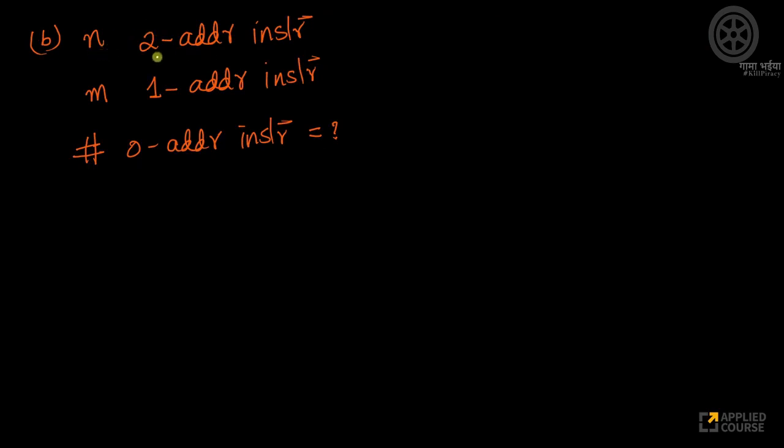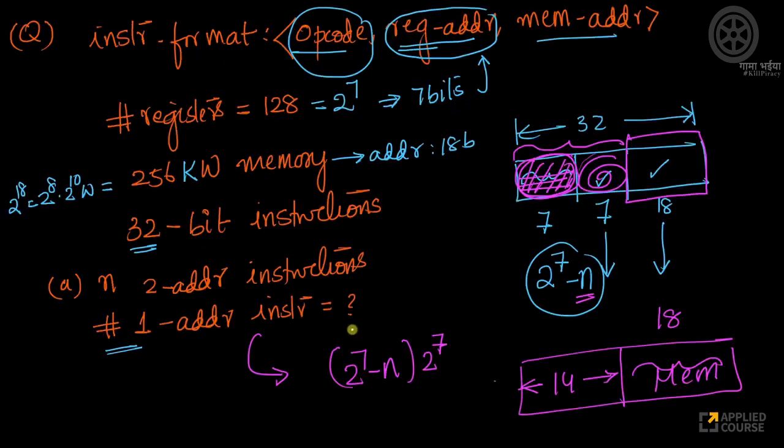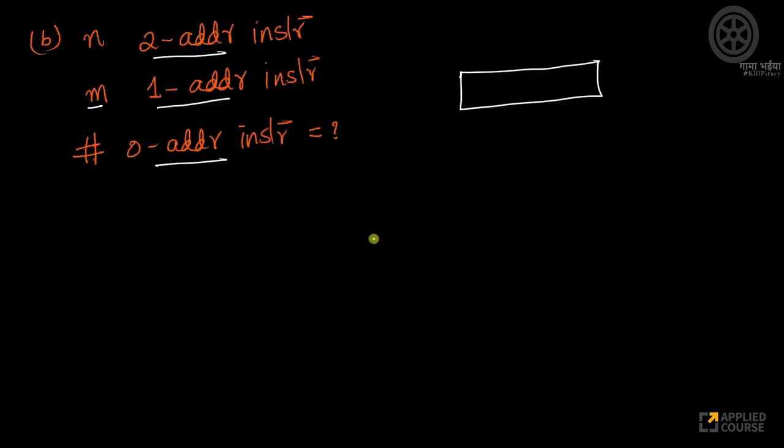Now let's look at one more possibility here. If I have n 2 address instructions and m 1 address instructions, then how many 0 address instructions can I have? This is a good question. Let's go step by step. Here we have to be careful. So how many 1 address instructions are possible? The number of 1 address instructions possible is 2 power 7 minus n into 2 power 7.